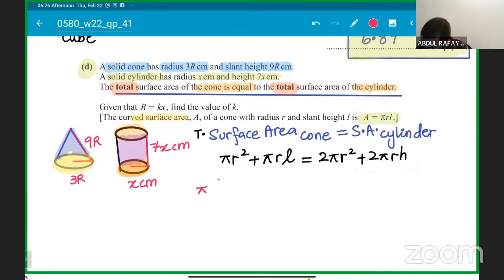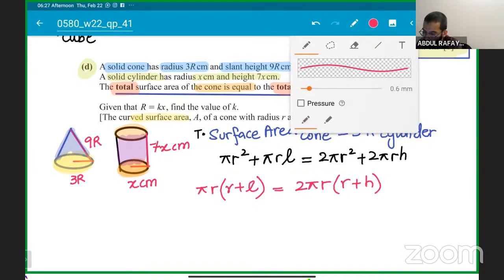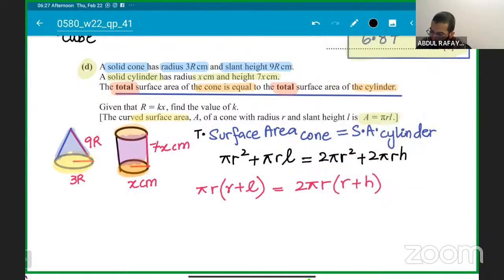So pi into what was the radius for the cone? The radius for the cone was, sir, 3r square. Or if you can take common first, we should take common as well. Pi r common, and r plus l is left here, I think, right? Yeah, pi r plus l is left here, and similarly we should take common here. So 2 pi r and r common from here plus h. So 2 pi r plus h. So it is better to take out common, guys, with me following, understanding. Is everyone getting it clear? That will help us solve quickly, okay?